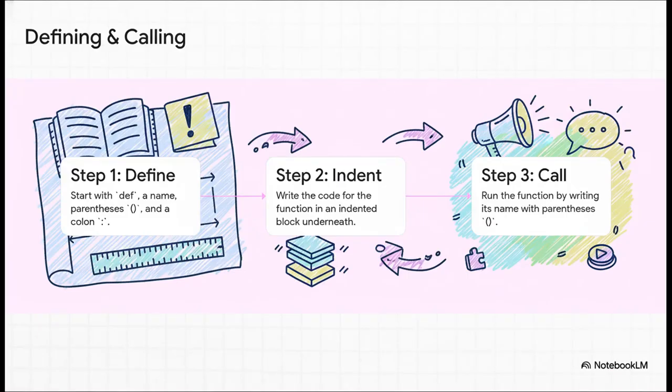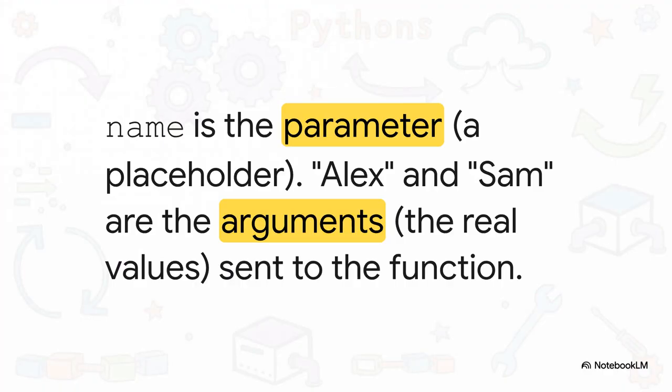Building a basic function really just comes down to these 3 simple steps. First, you define it using the keyword def. Then, you write its code in an indented block right underneath. And finally, you call it by its name whenever you need it. So remember, define, indent, and call. That's it. But what if we want our function to be a bit more flexible?